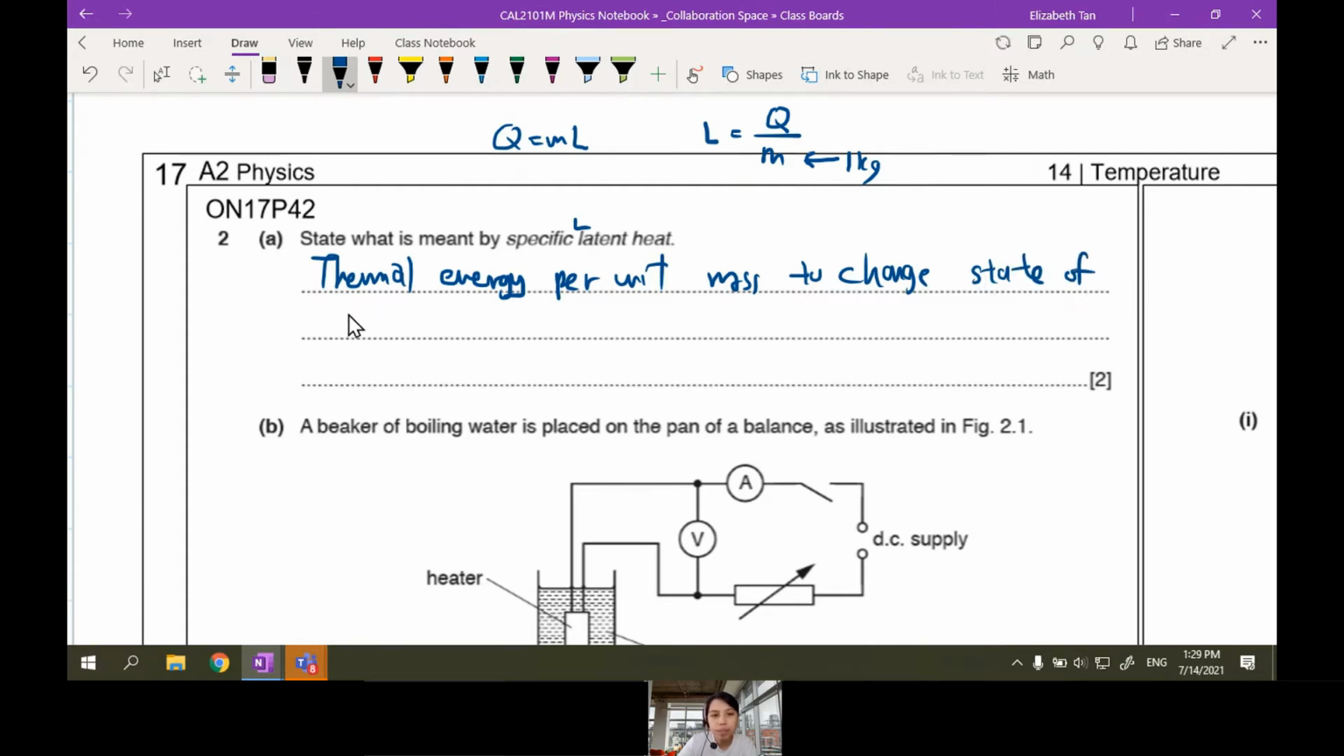of a substance from solid to liquid, liquid to gas. But there's one more thing very important here. Here we say change state. We only want to look at the part where there's no change in temperature. So we must also specify here, without a change in temperature.